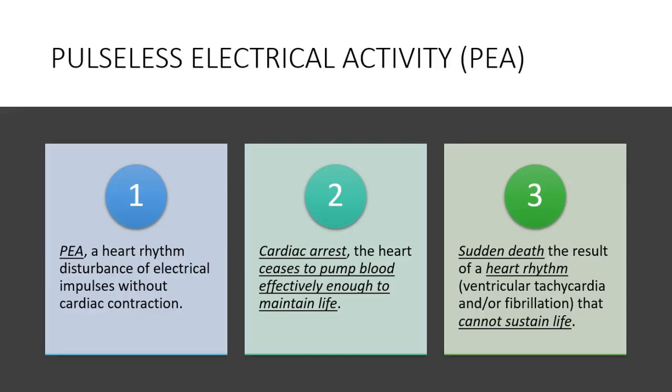All right. So pulseless electrical activity, so PEA, is a heart rhythm disturbance of electrical impulses without cardiac contraction. So cardiac arrest, the heart ceases to pump blood effectively enough to maintain life, and sudden death, the result of a heart rhythm, so ventricular tachycardia and or fibrillation, that cannot sustain life. So tachycardia is where it's beating so fast that it's not able to replenish the blood with oxygenated blood, it's just pumping so fast. In fibrillation, the heart just shakes. It doesn't actually beat, it just shakes.